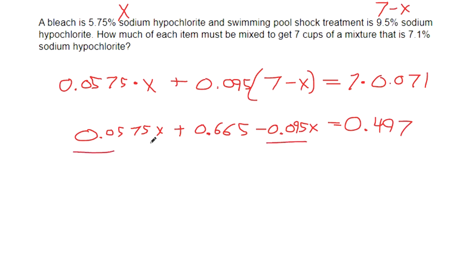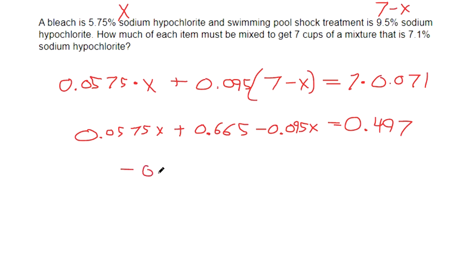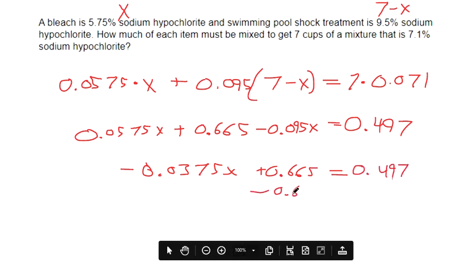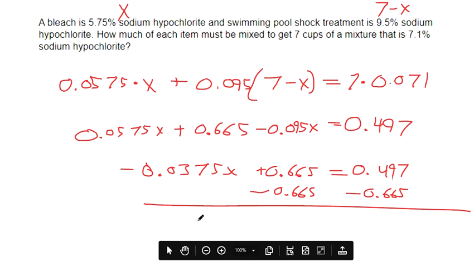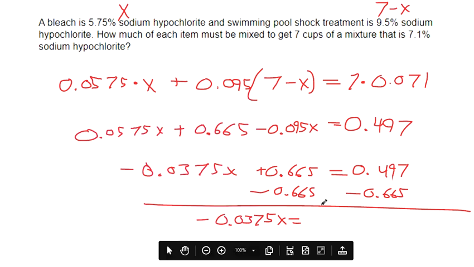Now we can combine the two x's. This is 0.0575 subtracted by 0.095. That makes negative 0.0375x when we combine those two with our calculator. I'm just copying everything else down. Then trying to get x by itself, we've got to subtract 0.665 from both sides. So we get negative 0.0375x equals negative 0.168 on the right side.